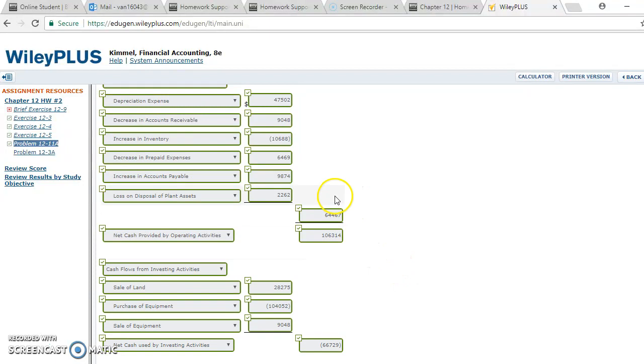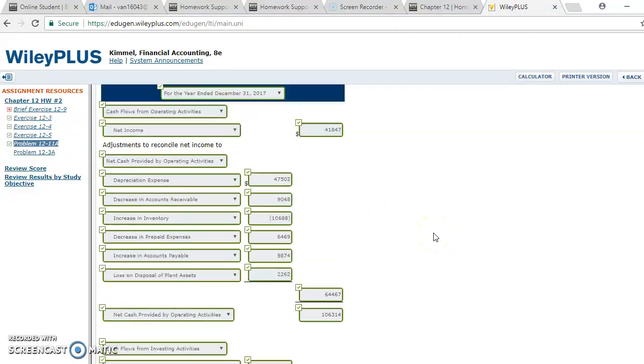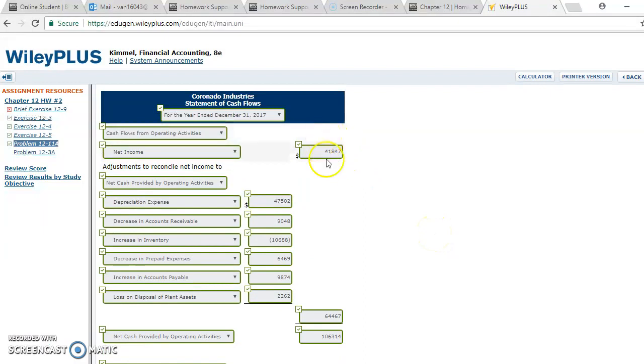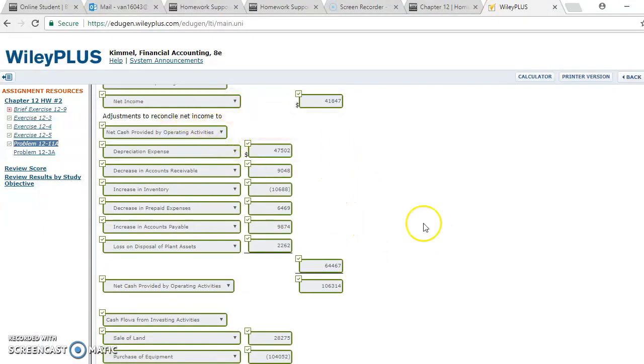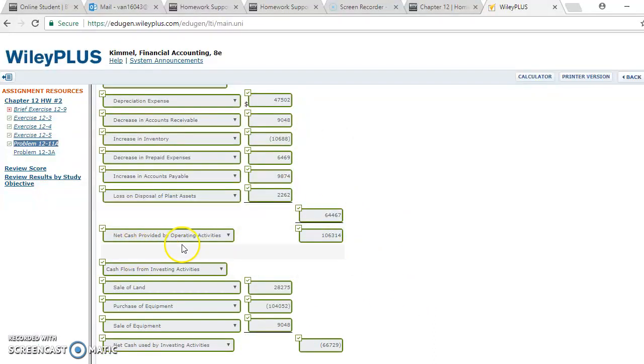So after all that, we need to get the sum of these values, which ends up being $64,467. We're going to add that to the original $41,847 of net income to get net cash provided by operating activities of $106,314, excuse me.